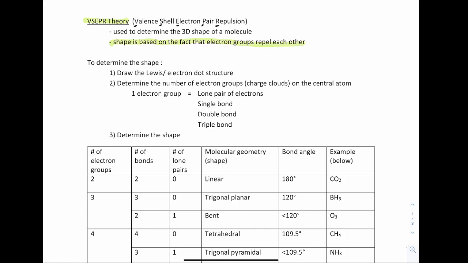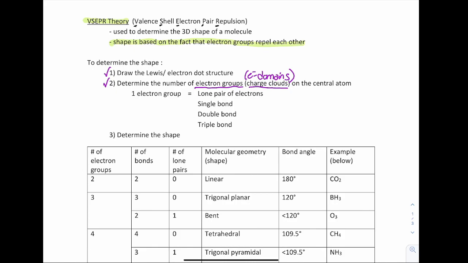So to determine the shape, first of all, we have to be able to draw the Lewis structure, because if we can't, I don't know how many electron groups I have, right? I need to know how many bonds I have. I need to know how many lone electron pairs I have. Once we draw the Lewis structure, we're then going to determine the number of electron groups, also called charge clouds. And then they're also called electron domains. I don't use this term very much, but I know in lab they do. So an electron domain, an electron group, and a charge cloud are all the same thing.